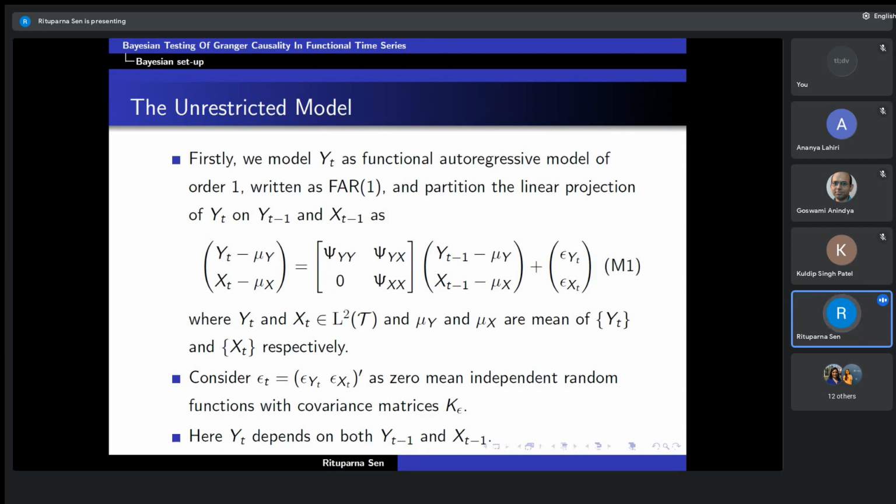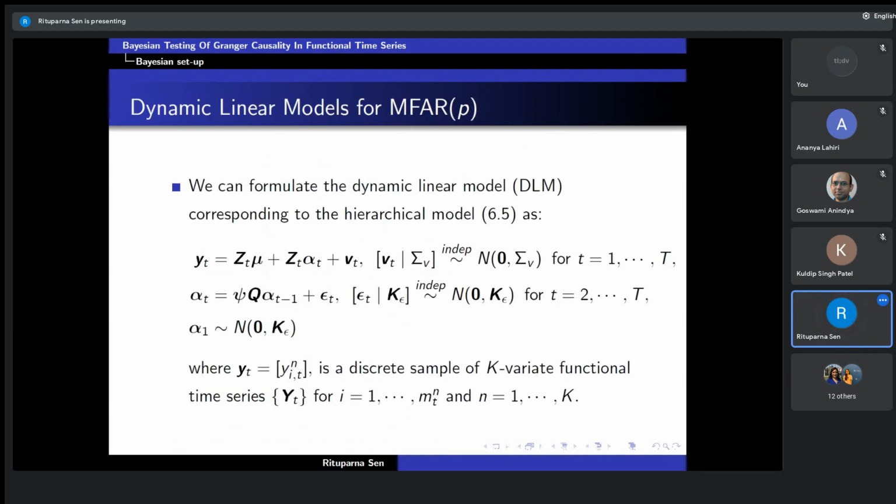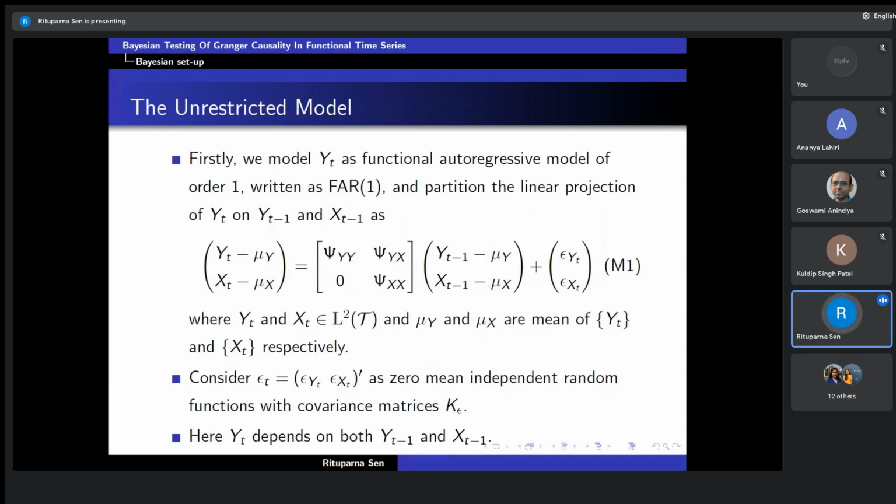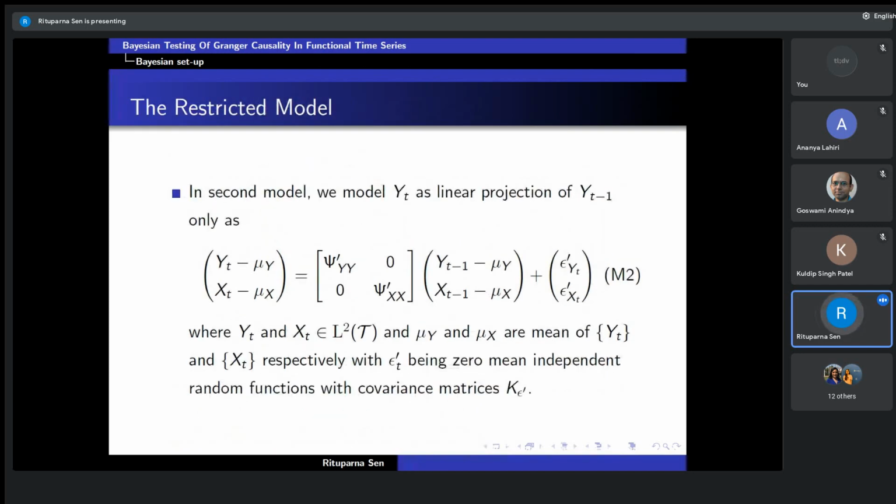So this is the full model, okay, where Y depends on both X and Y, the past of X and Y. And epsilon is a zero mean independent random function with covariance K epsilon. This K epsilon is given here. And Y depends on both Y_{t-1} and X_{t-1}. And this is the restricted model where Y depends only on its own past and not on the X.